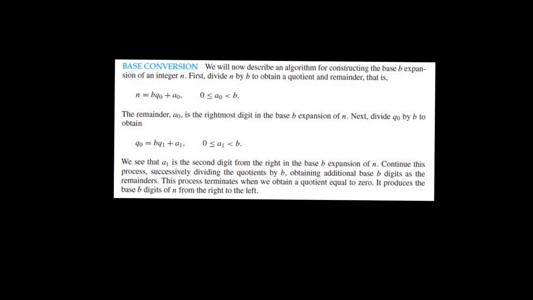And this stops eventually. This process terminates when we get a quotient equal to 0. And it produces the base b digits of n from right to left. So I highlighted that, and I'm going to underline or circle the important parts. You stop when you obtain a quotient equal to 0, and you read the digits from right to left. Okay, that is, these remainders are going to be the digits in your new base, and you read them from right to left. So let's do an example.